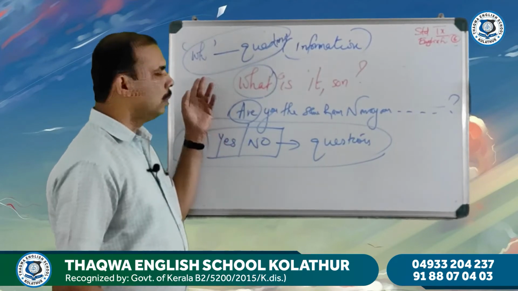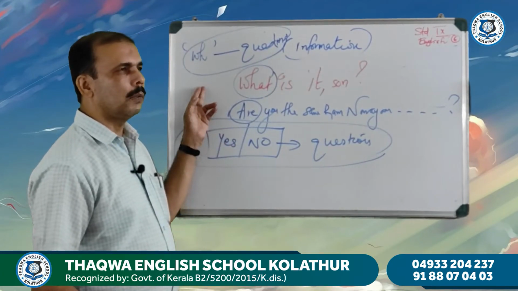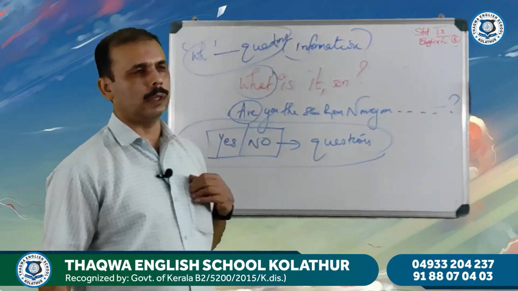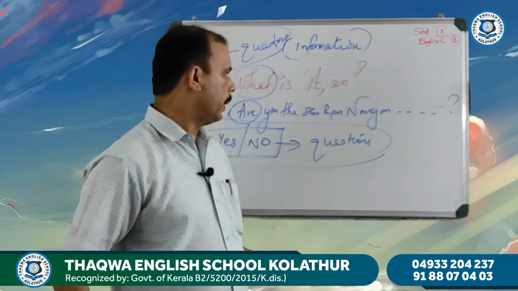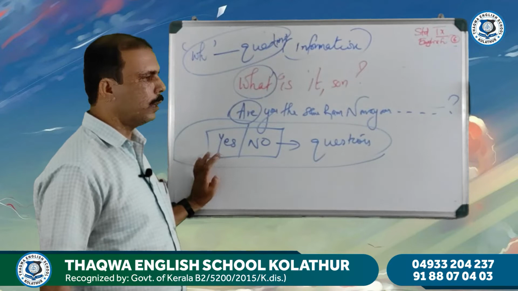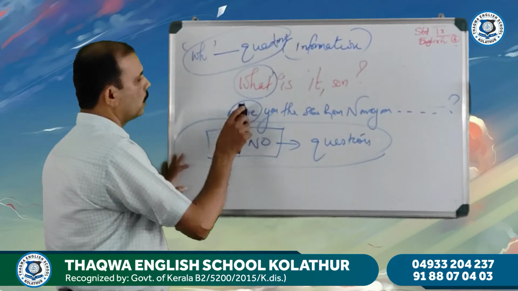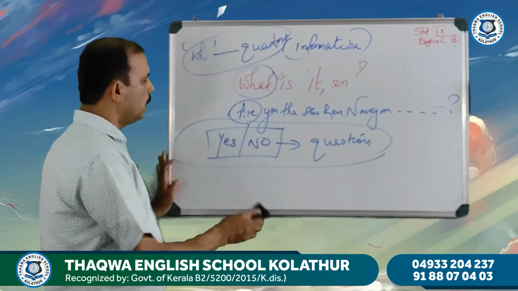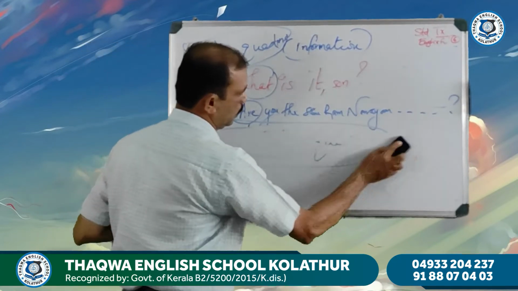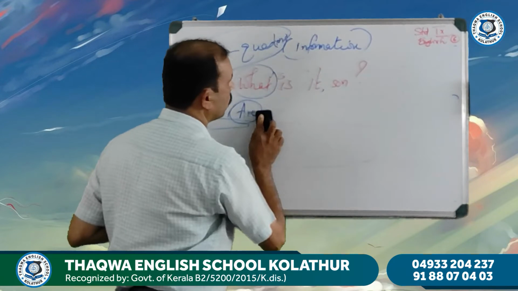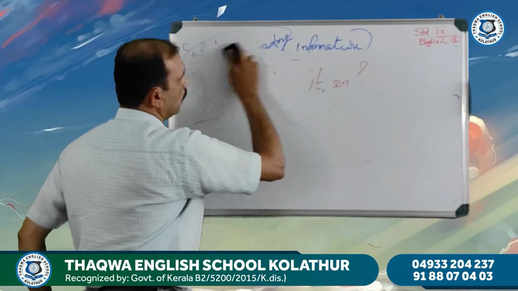Okay. So the questions that begin with a question word are called WH questions. And the questions which begin with an auxiliary verb, look, this is an auxiliary verb, are called yes or no questions. So I hope you have understood yes or no questions and WH questions. Okay.